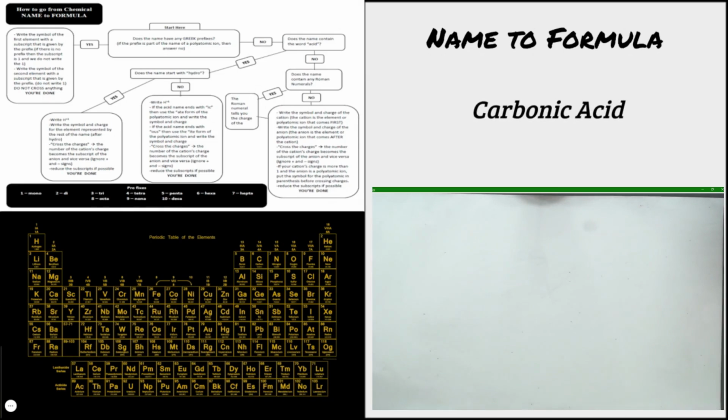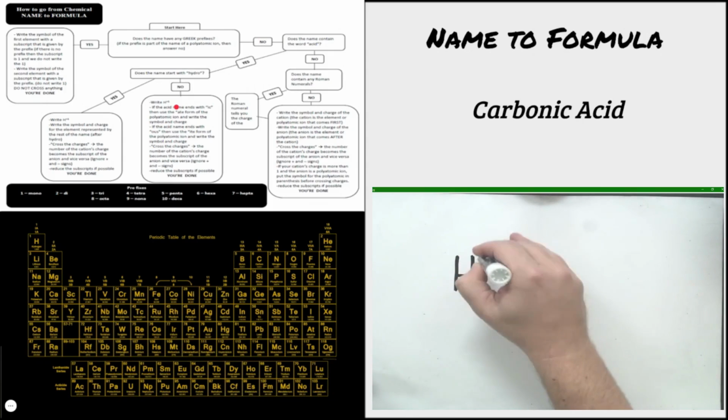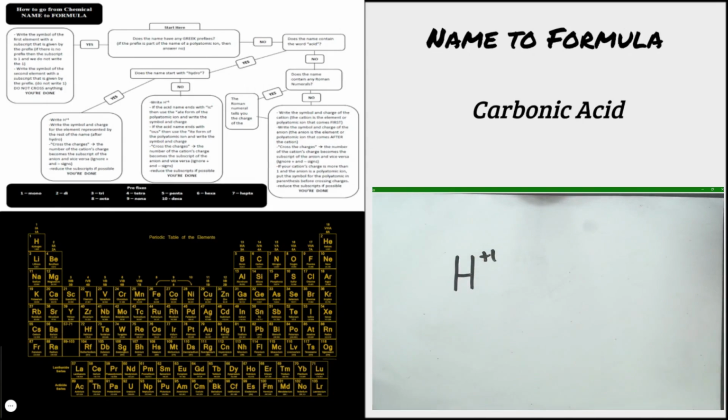This time we have carbonic acid. Does the name contain any prefixes? No. Does it have acid? Yes, it does. So does the name contain the word hydro? No. So I'm going to go to this box. Write H plus. Again, it is an acid, so hydrogen is the cation. So I have H plus 1. Now, if the acid name ends with ic, then use the ate form of the polyatomic ion and write the symbol and charge.